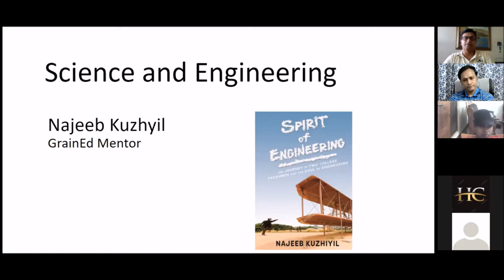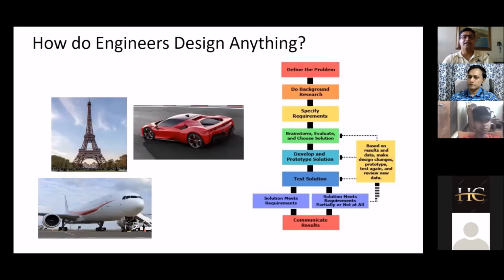So excellent. In the last couple of classes, we talked about the engineering design process, how engineers follow a process. Whatever you're designing, even if you're designing a pen or a Ferrari or an Eiffel Tower, the process is the same. That's the most important thing we all should appreciate.